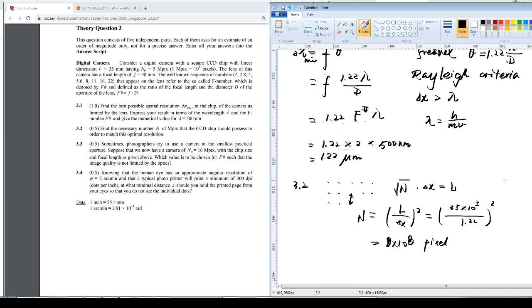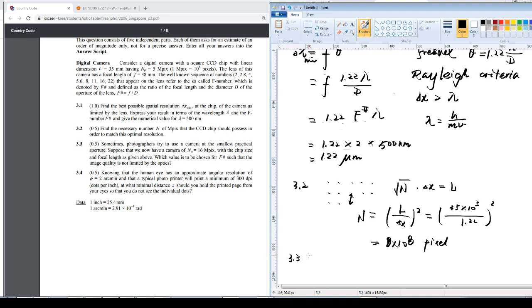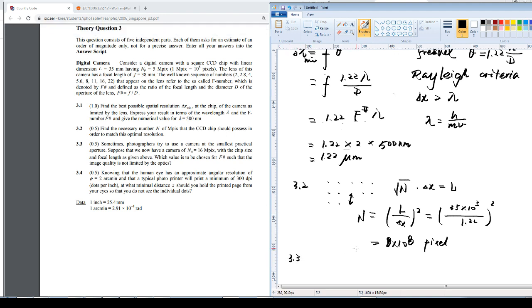Okay, so I think the rest is relatively easy now. So in 3.3 you want the square root of n times 1.22 f sharp lambda, which is delta x, equals L, right? So you just solve for the new f sharp.